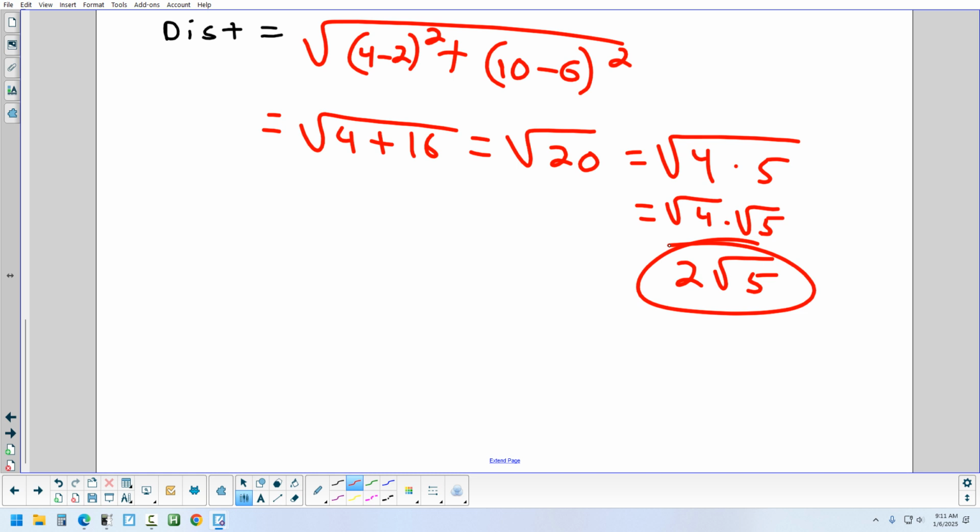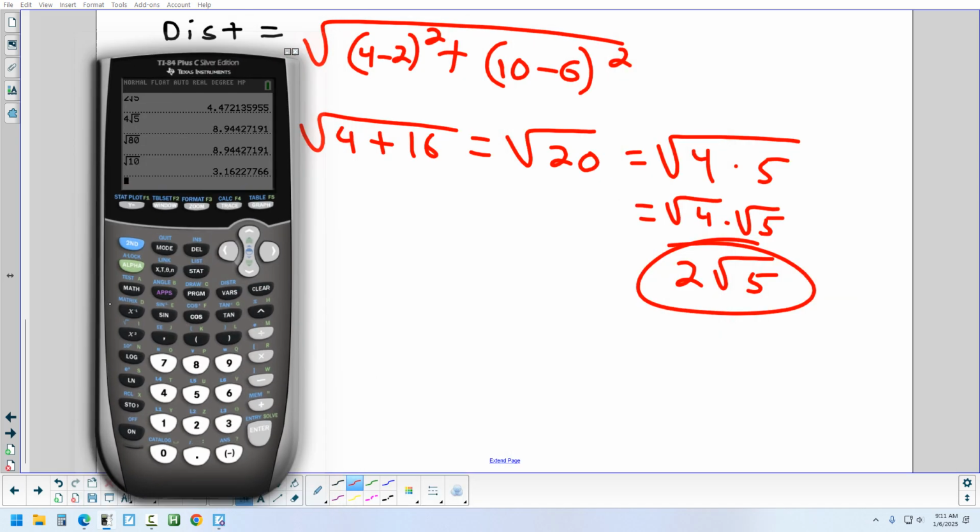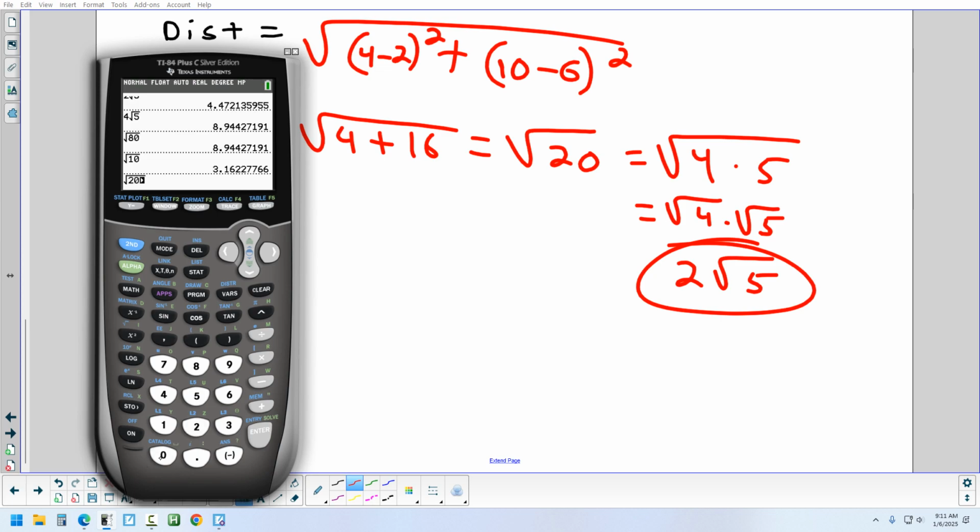All right, so that's one of the reasons I start with distance formula when we do trig, is because it also reviews reducing square roots from algebra. It doesn't happen in every problem, but this time it did. If we want to double check our answer, type in square root of 20, see what you get, 4.47. Type in 2 square roots of 5, 4.47. Yep, we're good.